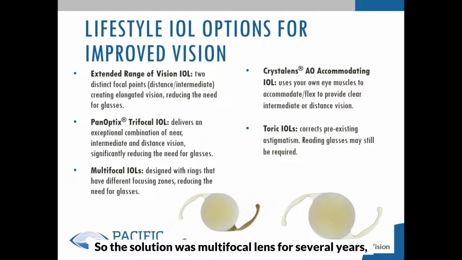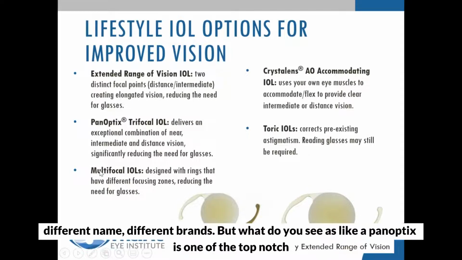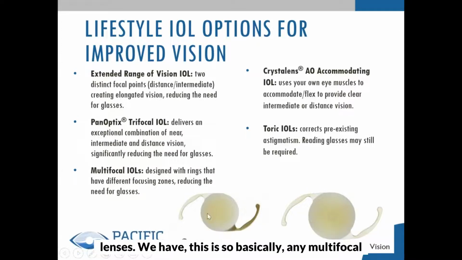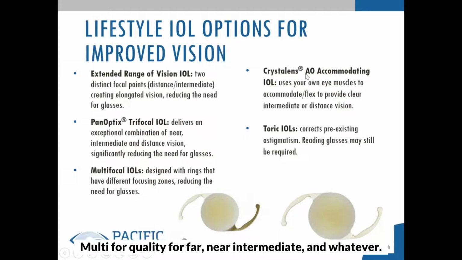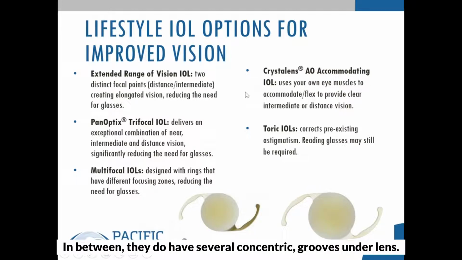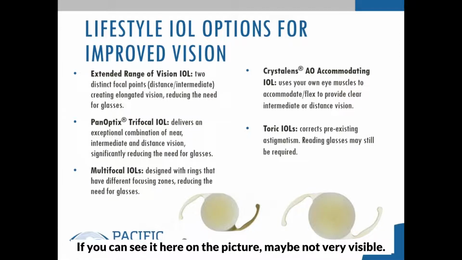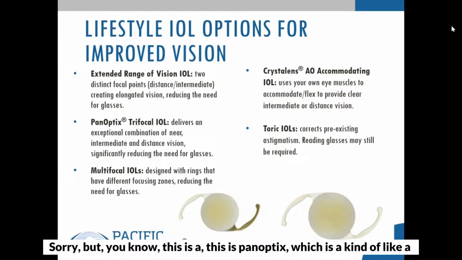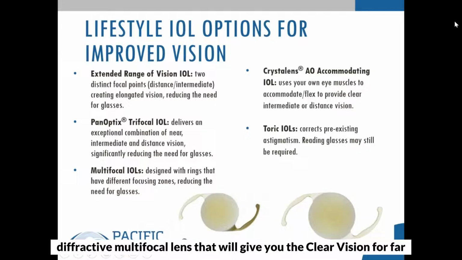So the solution was the multifocal lens for several years. Different names, different brands, but what you see here is the Panoptix, one of the top-notch lenses we have. Basically any multifocal lens, to give you multifocality for far, near, intermediate, and whatever in between, has several concentric grooves on the lens. If you can see it here on the picture, maybe not very visible, sorry, but this is the Panoptix, which is a kind of diffractive multifocal lens.